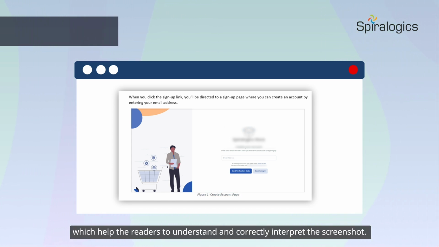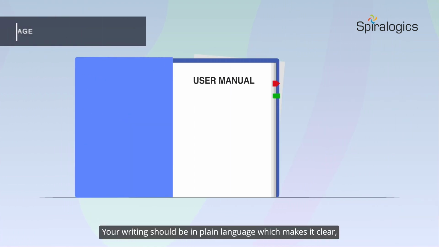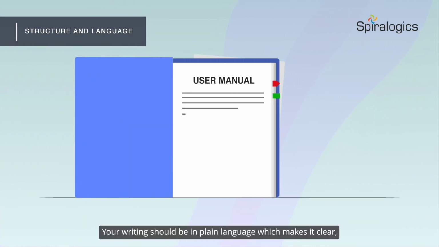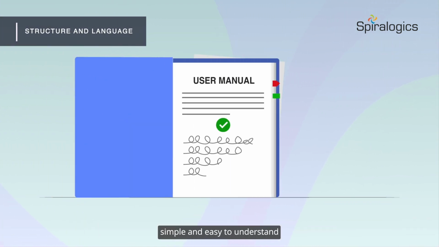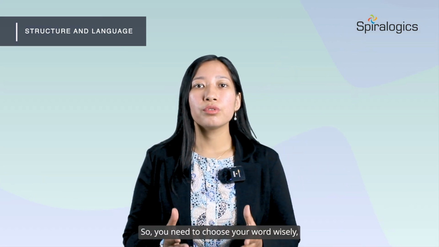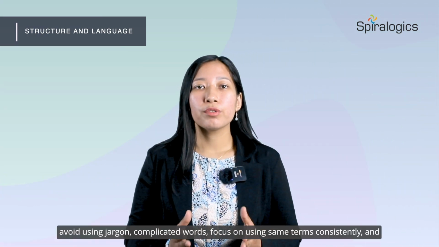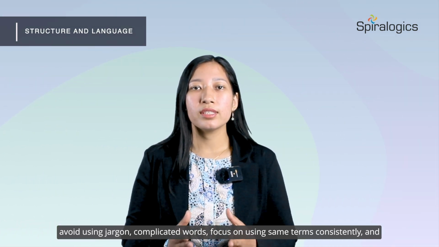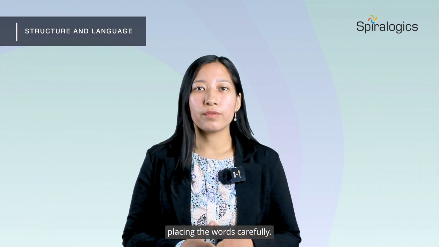correctly interpret the screenshot. Your writing should be in plain language which makes it clear, simple, and easy to understand and does not require readers to refer to search meaning of words online. When it comes to any writing, words matter, so you need to choose your word wisely, avoid using jargon, complicated words, focus on using same terms consistently and placing the words carefully.